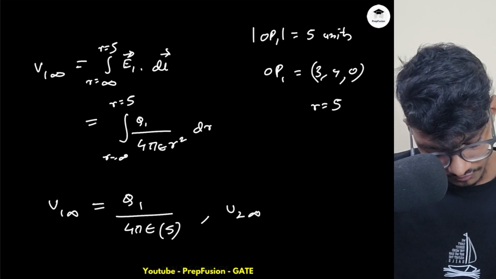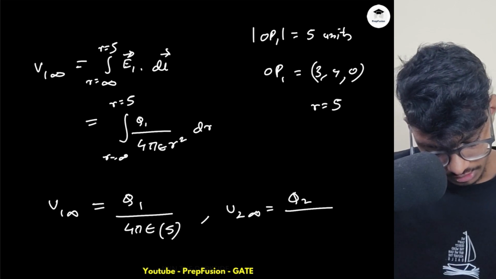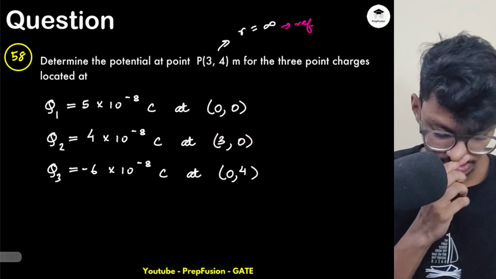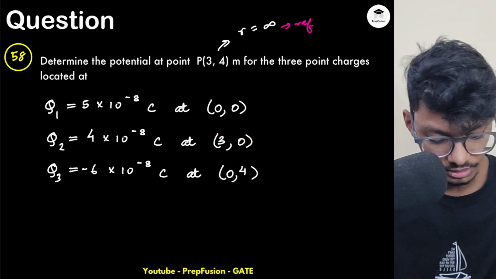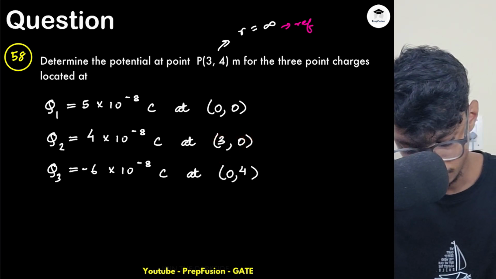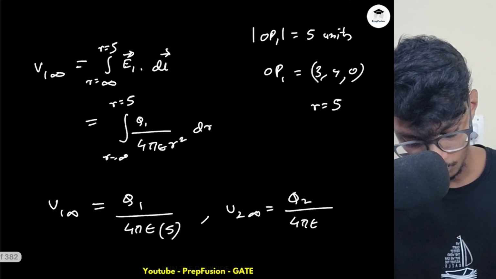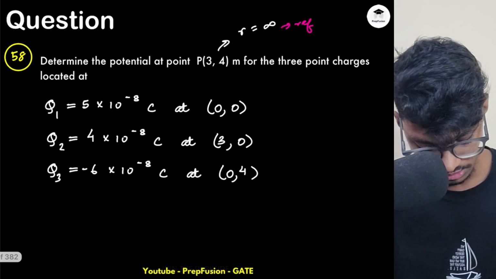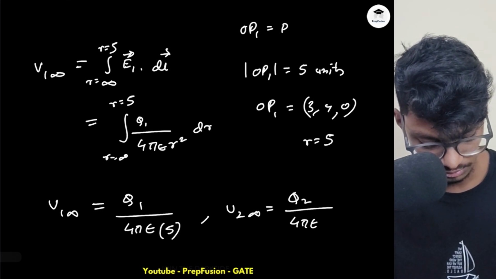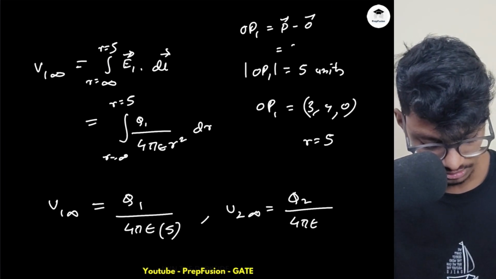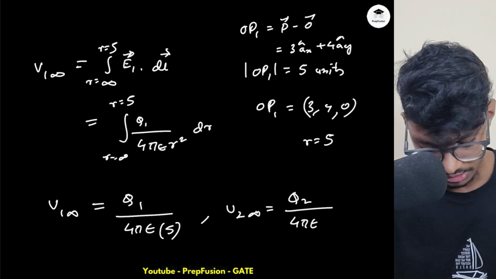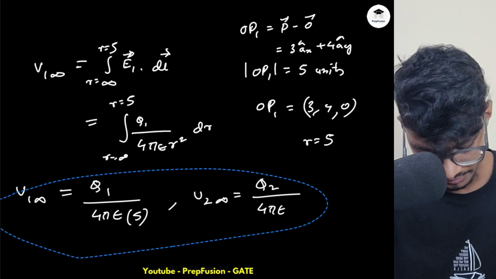Similarly, you will find V2 infinity, it will be q2 divided by 4 pi epsilon. What is the distance between these 2 points? Now I have to find the distance, right? Distance will be simply 4. You can find the r vector. So OP vector is what? OP1 is actually P vector minus O vector, that is 3ax cap plus 4ay cap. That's why the distance came out to be this. Now OP2 will be what?